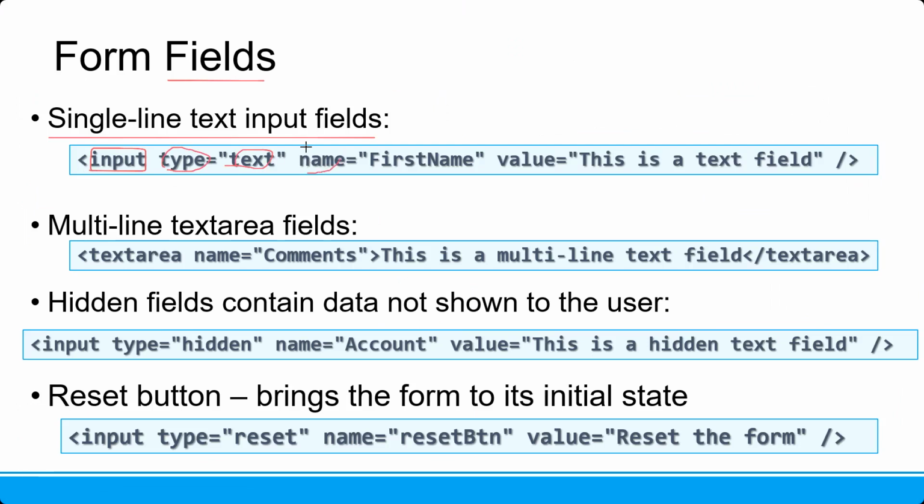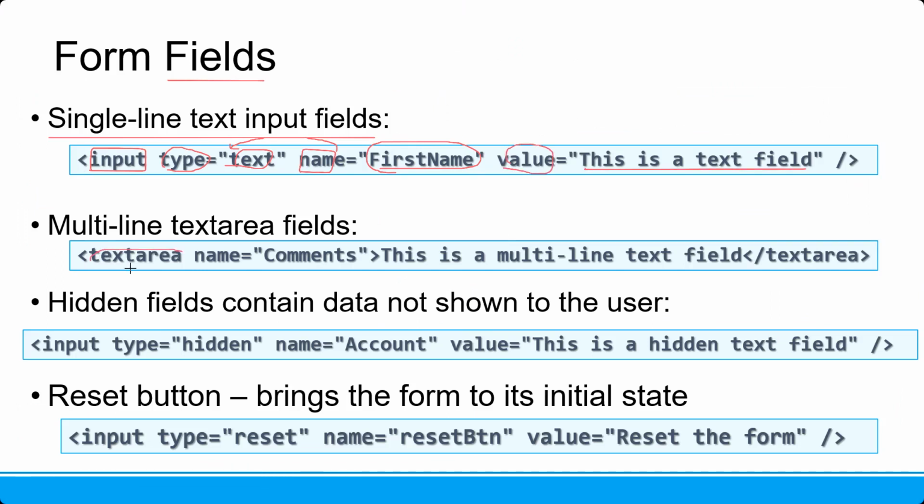The name. So this is the name of this attribute. So if you input anything, then it will have the attribute name, which is first name. The value is just the initial value. Before the user input, there should be something to indicate that this is a form to get the name of the user.